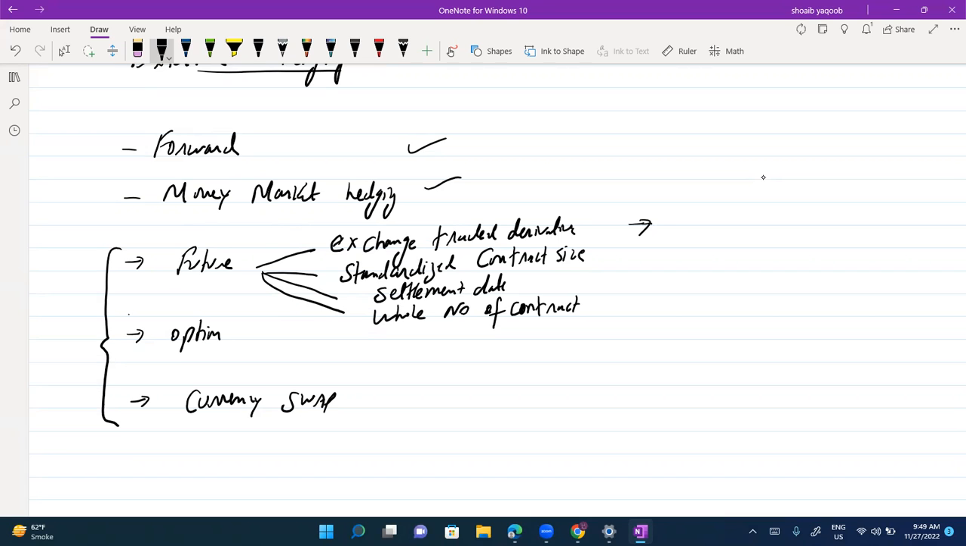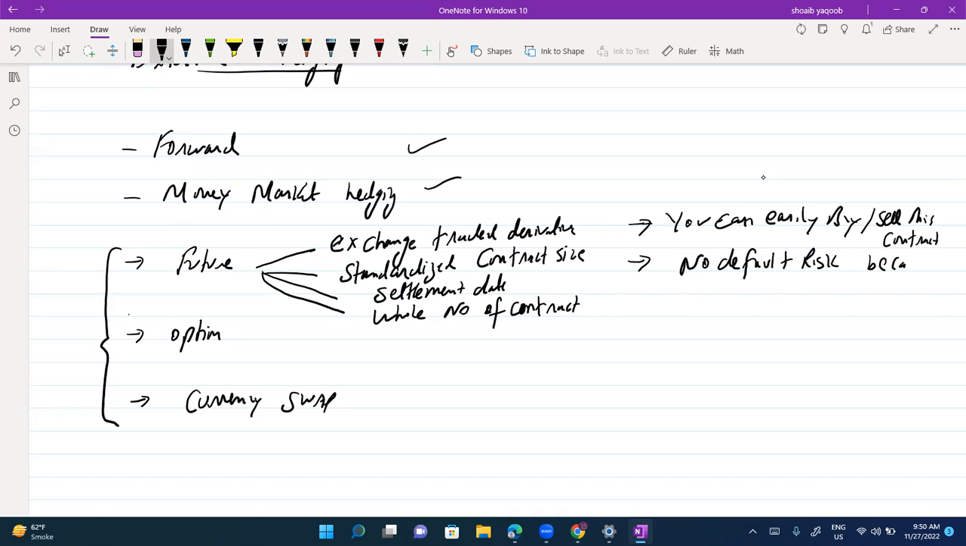Tradable instruments, you can easily buy or sell this contract. No default risk. कोई default risk नहीं है. Because of margin requirement. Margin कहते हैं security को. Gain loss will be calculated on daily basis.